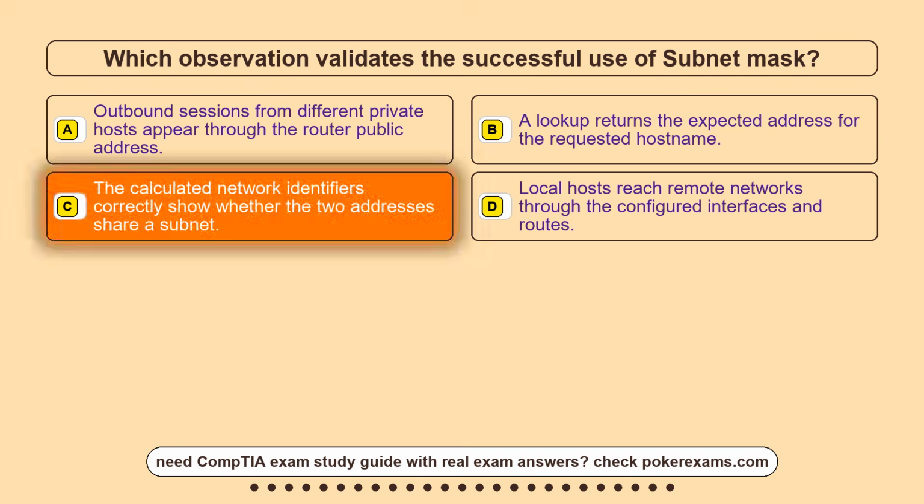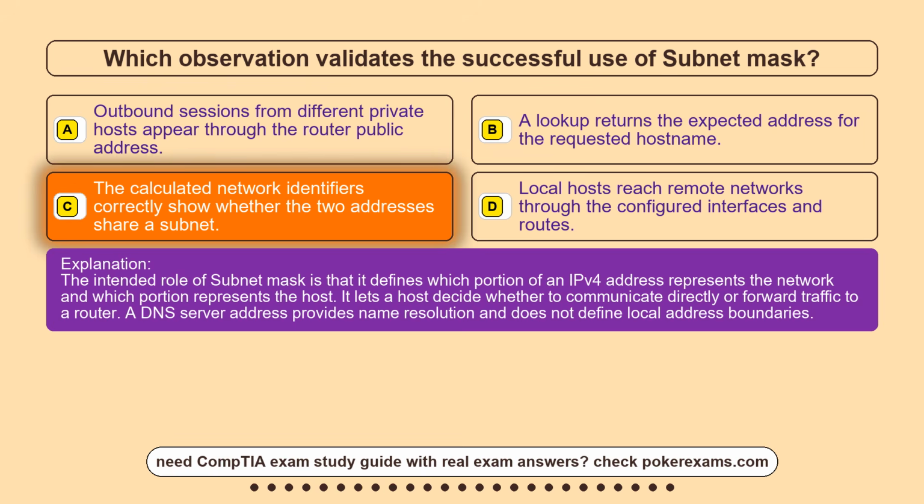The correct answer is option C. The calculated network identifiers correctly show whether the two addresses share a subnet. The intended role of subnet mask is that it defines which portion of an IPv4 address represents the network and which portion represents the host. It lets a host decide whether to communicate directly or forward traffic to a router. A DNS server address provides name resolution and does not define local address boundaries.